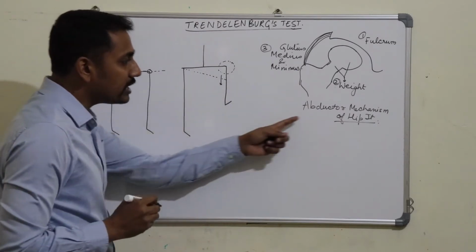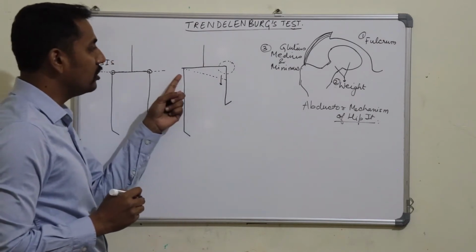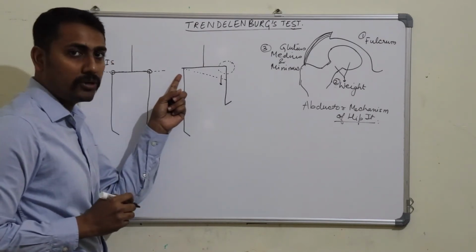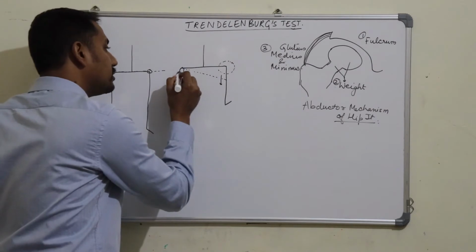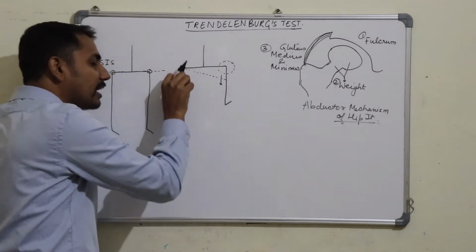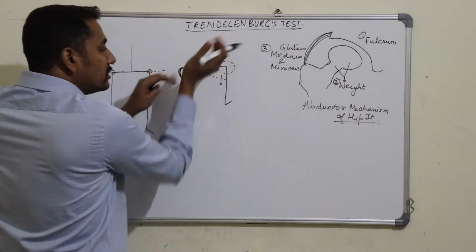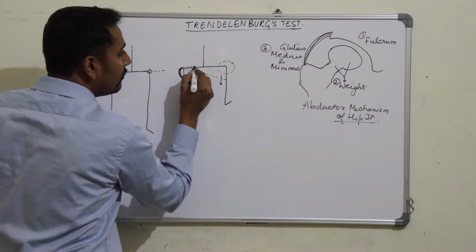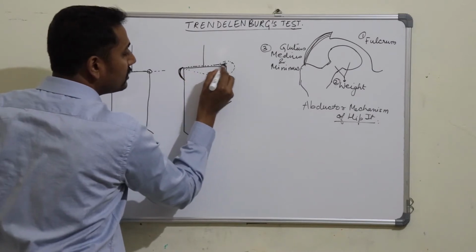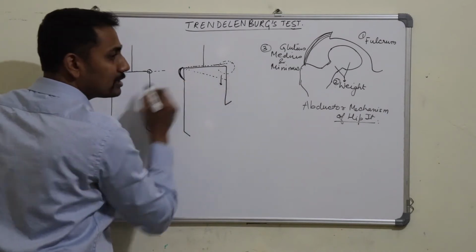But due to the abductor mechanism of the hip joint on the opposite side, or you can say the supported side, the gluteus medius and minimus muscle on that side will abduct and pull the opposite side of the pelvis upwards. So now the pelvis will come in line, that is in a horizontal line, or it can be slightly above.